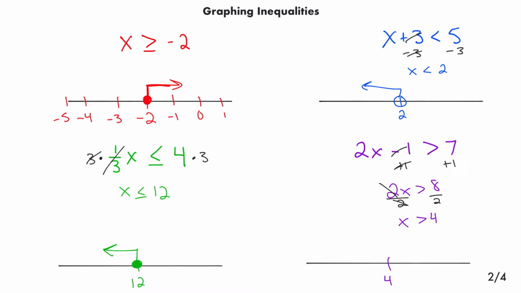Here's the 4. It's an open dot because it's a greater than symbol. And then I'm looking for when x is greater, that'll be to the right. And now all 4 of these inequalities have been solved for in certain cases, but they've all been graphed.